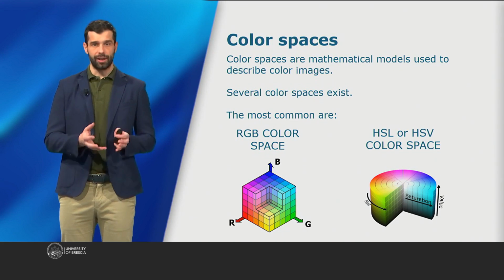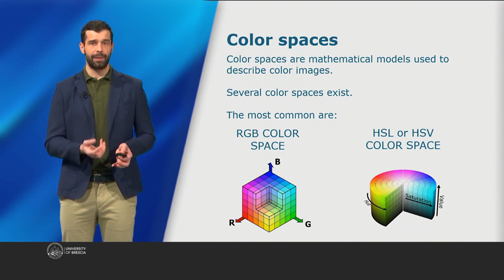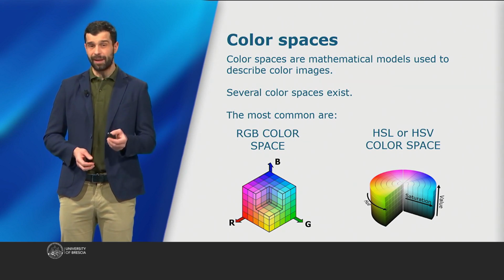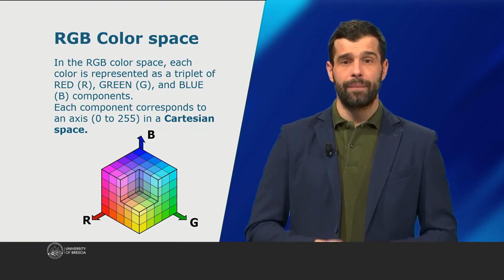At this point, we know how a color image is made. We can start talking about color spaces. Color spaces are ways that allow us to mathematically describe every color present in the image. But let's try to better understand how these spaces work and what they're used for.